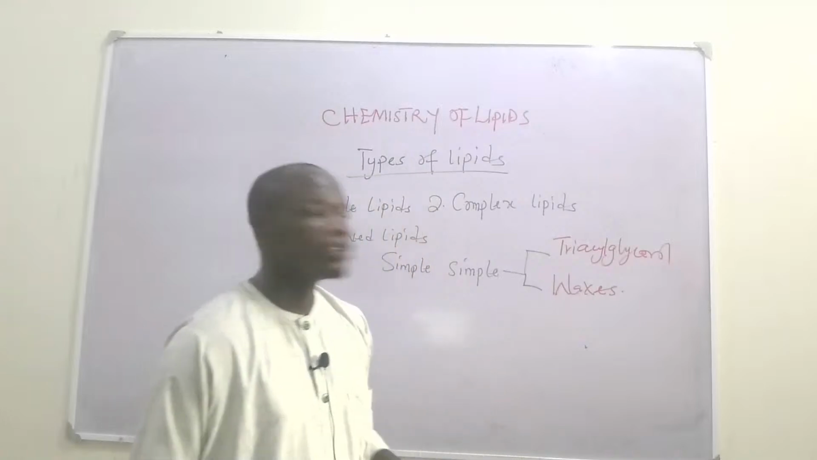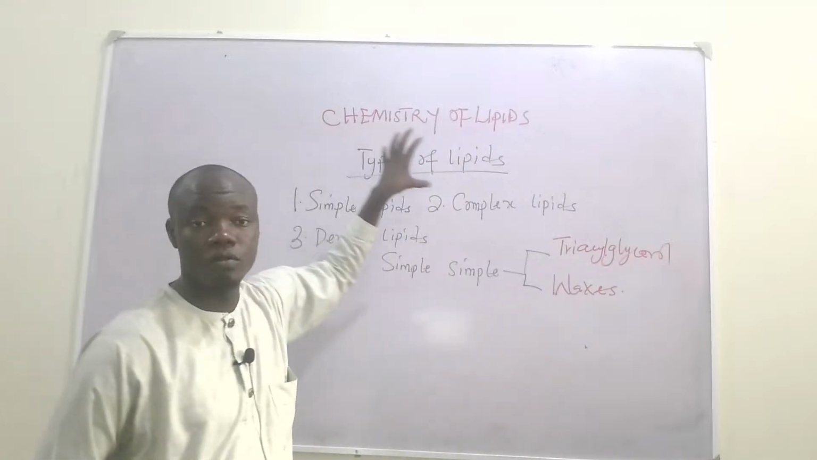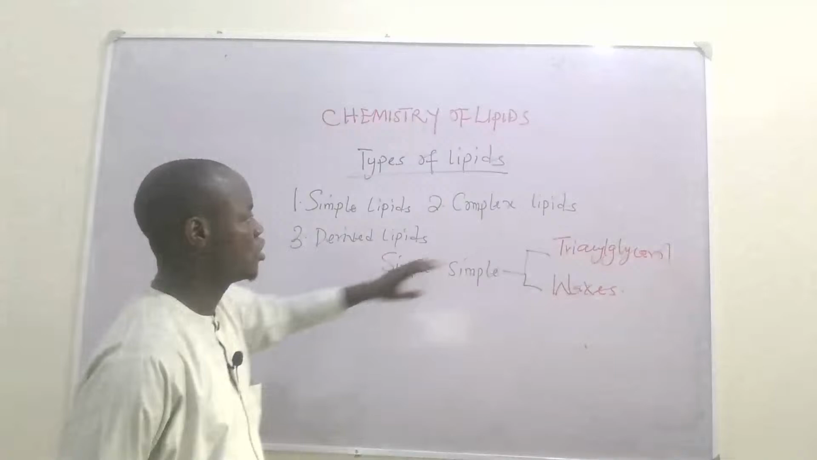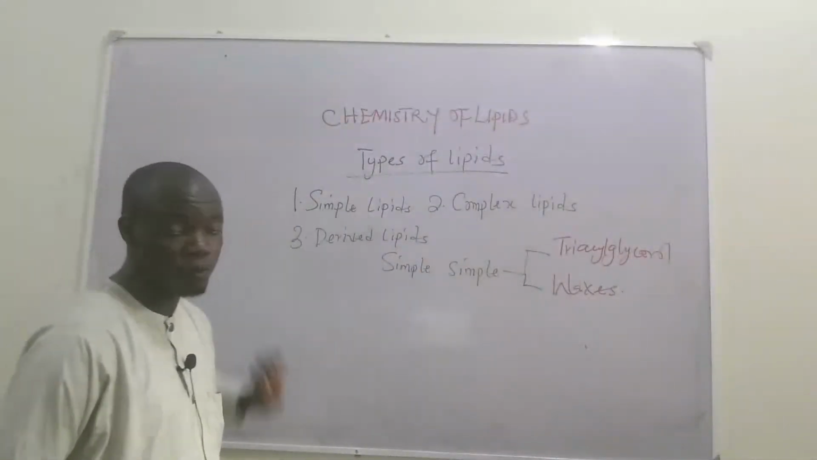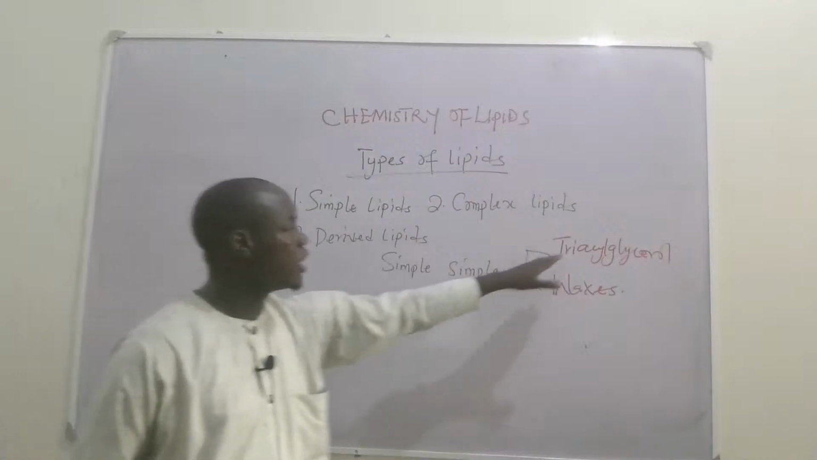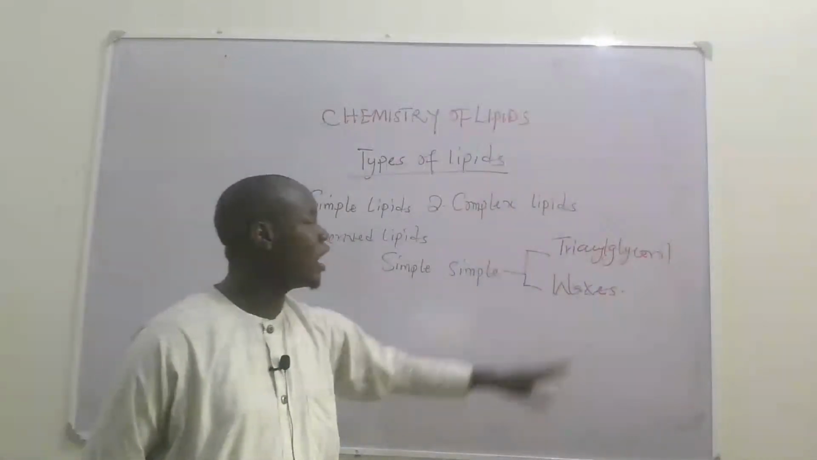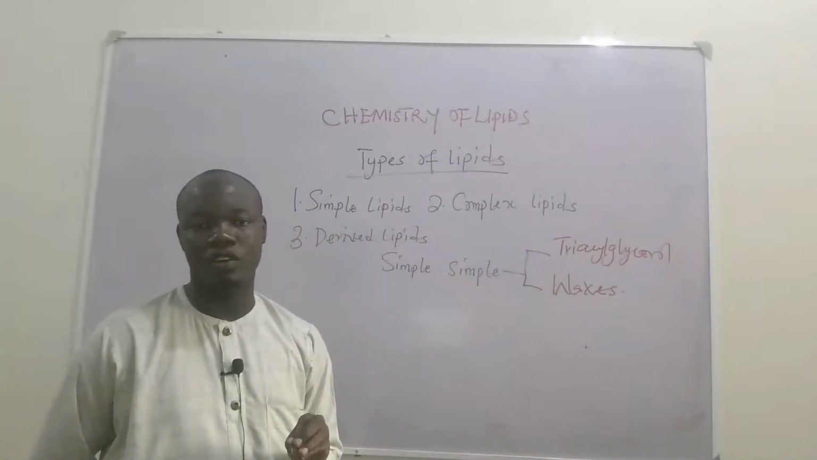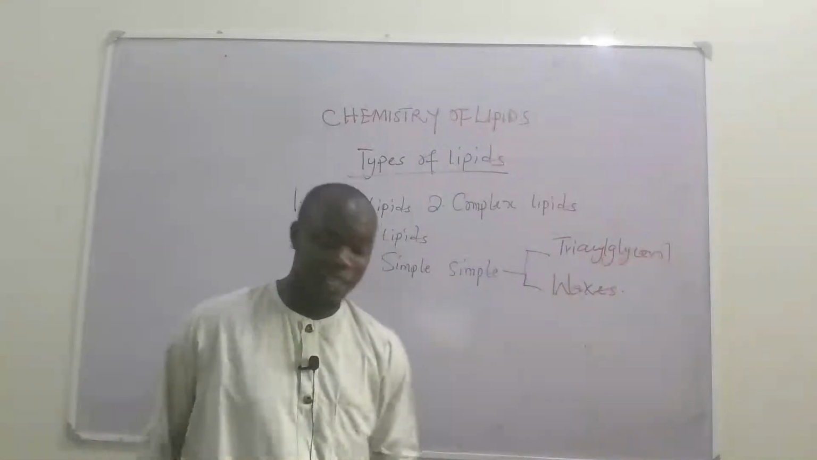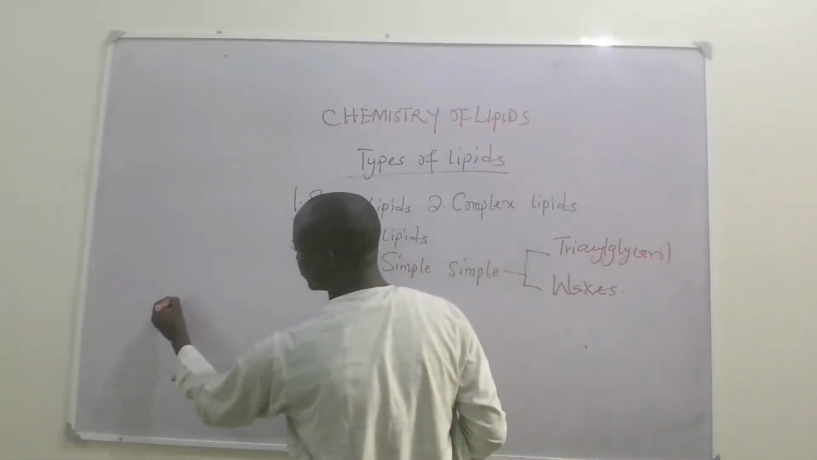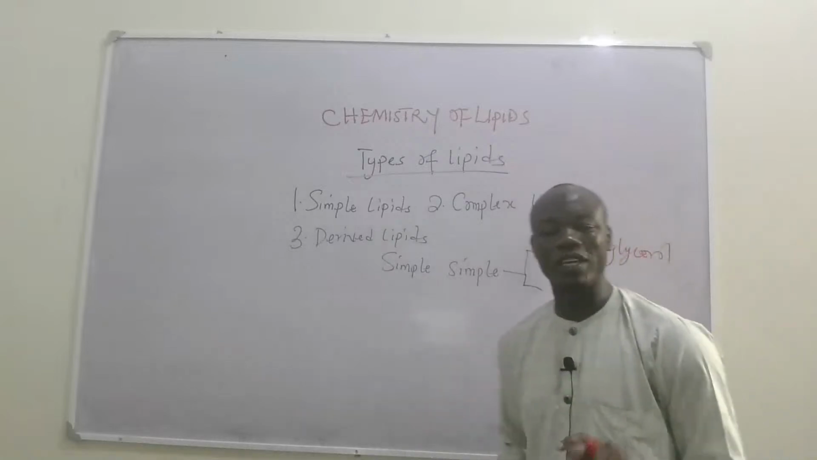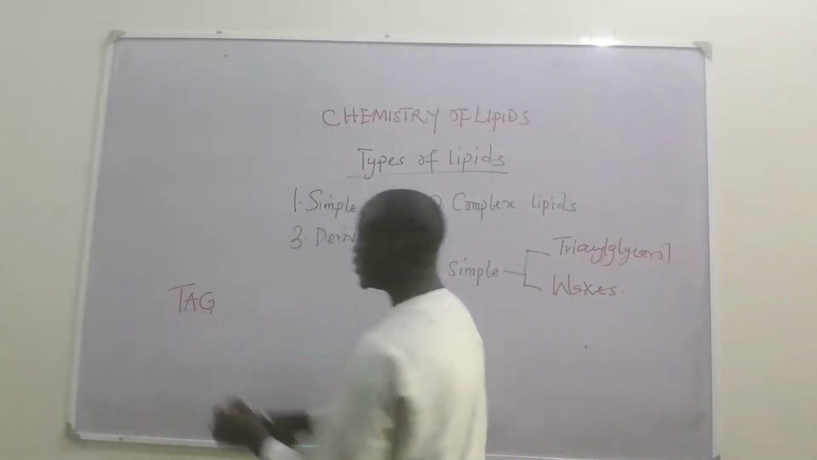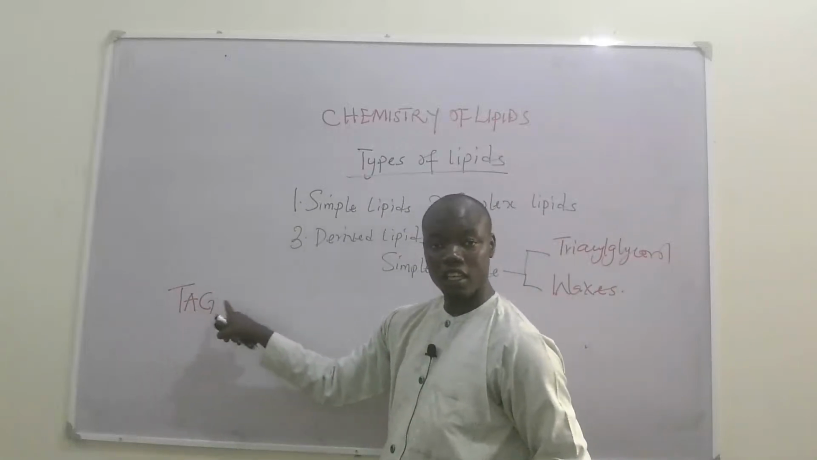Okay, so excellent. As we defined a lipid, now we are going to look at the different types of lipids. We have simple lipids, complex lipids, and derived lipids. Starting with the simple lipids, we have triacyl glycerol and waxes. So we are starting with the triacyl glycerol. Triacyl glycerol is a lipid made up of glycerol and three fatty acids. We can abbreviate it as TAG. TAG stands for triacyl glycerol.